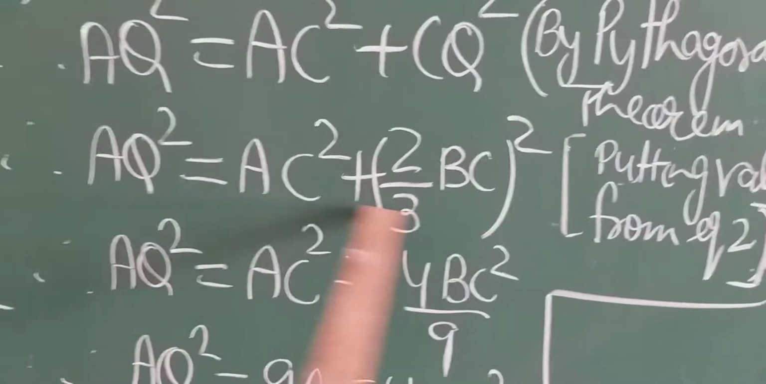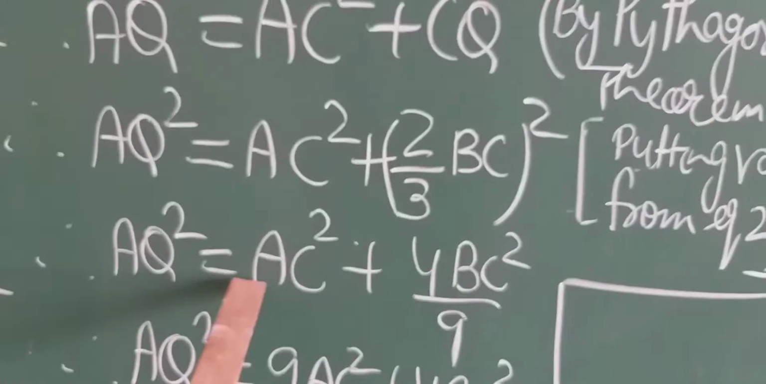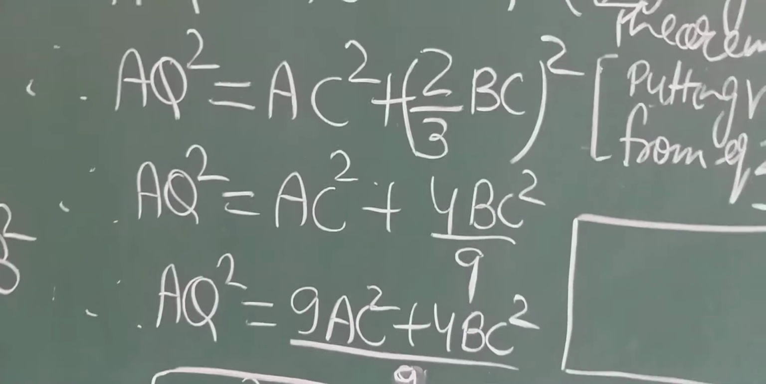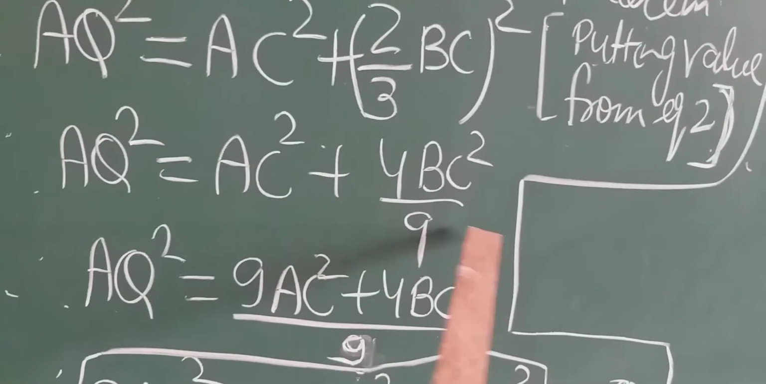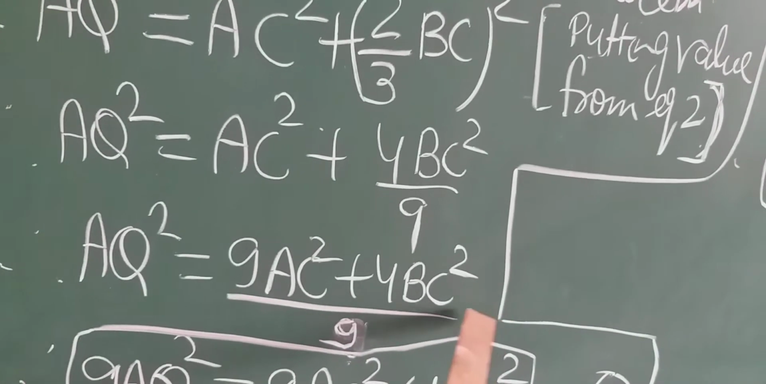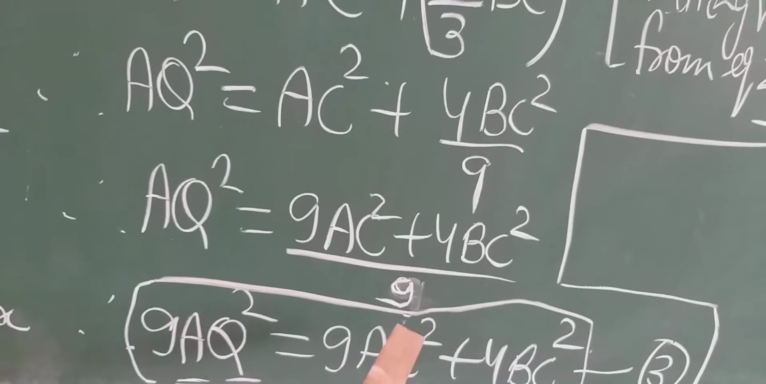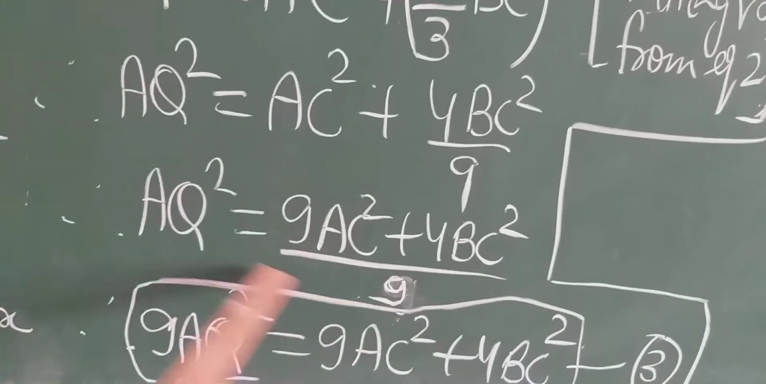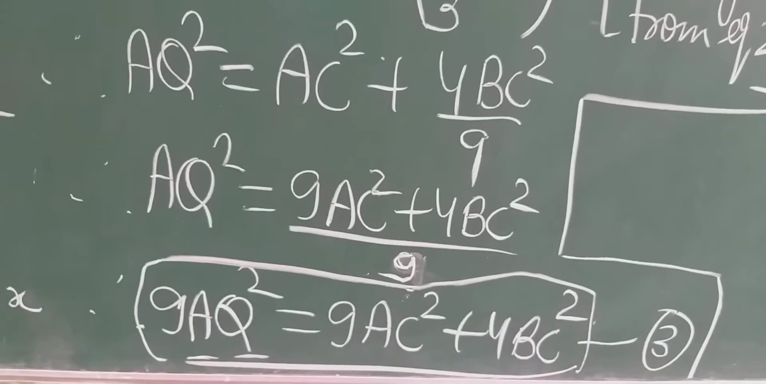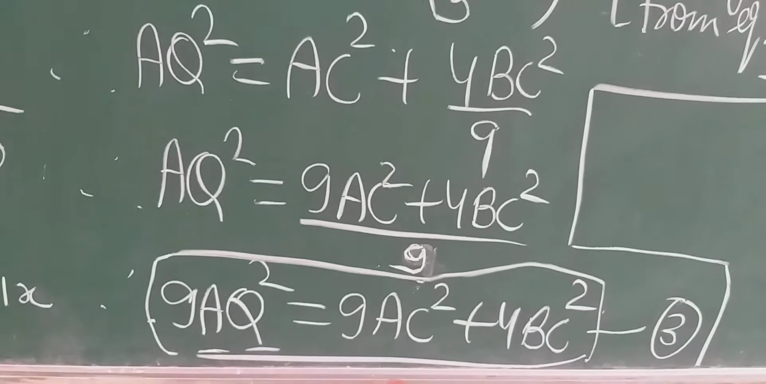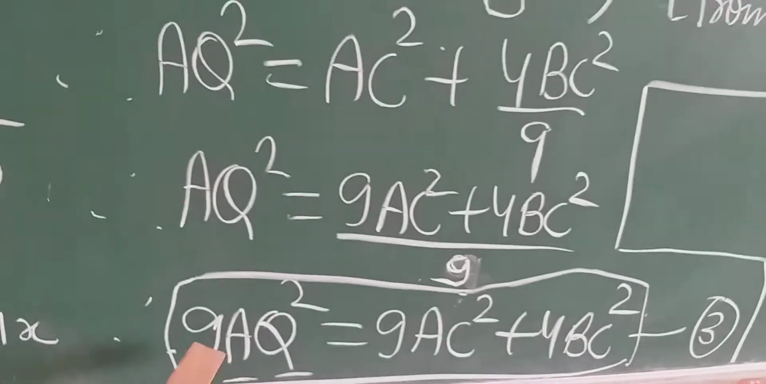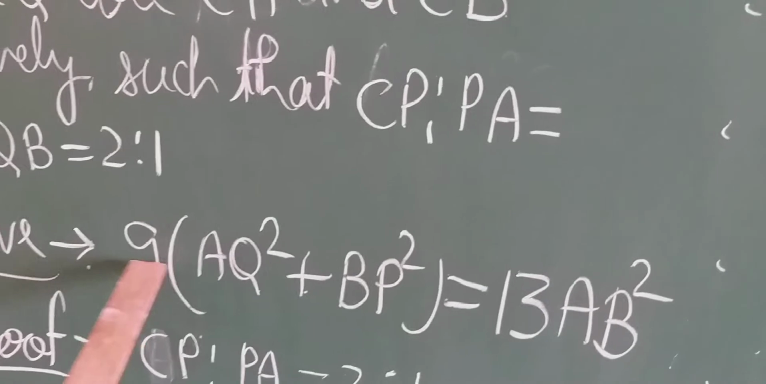Let us solve this equation. AQ square equals AC square plus 4 upon 9 BC square. We take the LCM, which is 9. So it becomes 9 AC square plus 4 BC square. Let us do cross multiplication. Then it becomes 9 AQ square equals 9 AC square plus 4 BC square. Students, this is equation number 3, because we need 9 AQ square and we have got it.